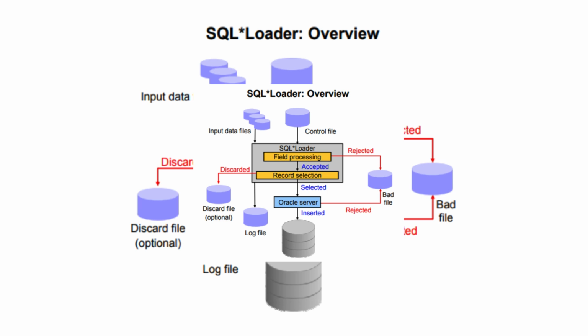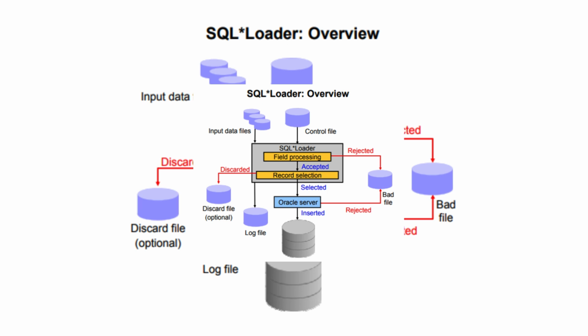Log file. When SQL Loader begins execution, it creates a log file. If it cannot create a log file, execution terminates. The log file contains a detailed summary of the load, including a description of any errors that occurred during the load. BAD file. The BAD file contains records that are rejected, either by SQL Loader or by the Oracle database.